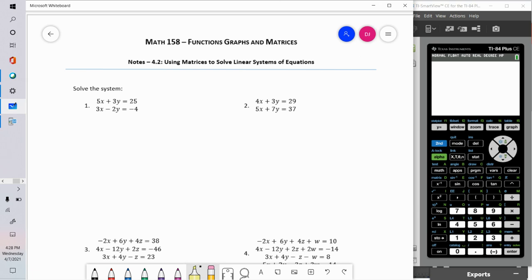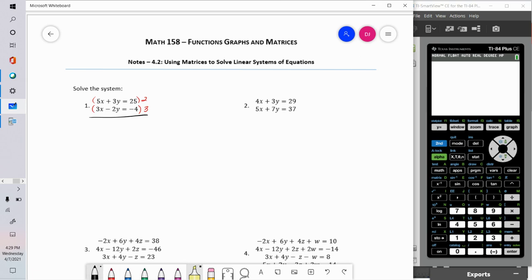So first of all, if I have this system, 5x plus 3y equals 25, and 3x minus 2y equals negative 4. Notice that we have a positive 3y and negative 2y because one's positive and one's negative. It's going to be easier to cancel out the y variables. So I'm going to choose to multiply the top equation by 2 and the bottom equation by 3.